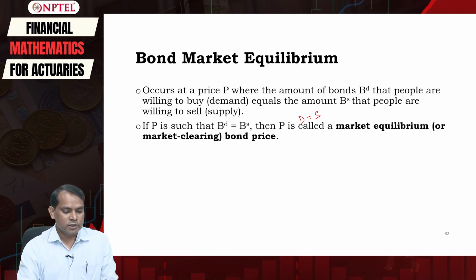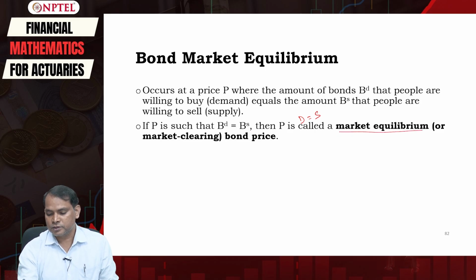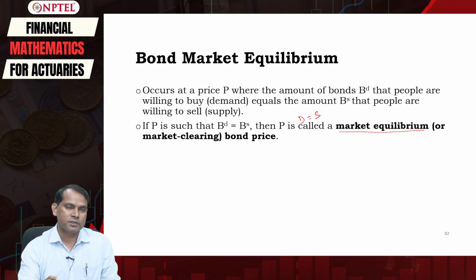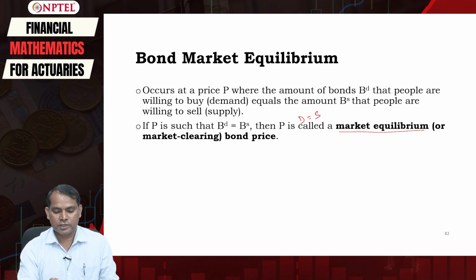So if P is such that BD is equal to BS, or the demand for bond is equal to the supply of bond, then P is called the market equilibrium bond price, or we will simply call it the market clearing price. Remember, whenever you see market clearing price, that means that we are essentially talking about the equilibrium price.